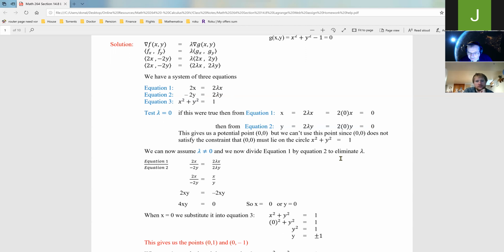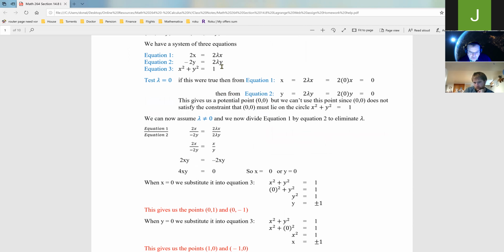So if lambda is 0, and you want to solve this system of equations, making the assumption that it is 0, wouldn't you come up with a solution where, for that to be true for all 3 equations, x would need to be 0 and y would need to be 0? But if that was true, 0 squared plus 0 squared would have to equal 1. So what that is telling me is that that point is no good. Lambda equals 0 did not give me a viable solution.